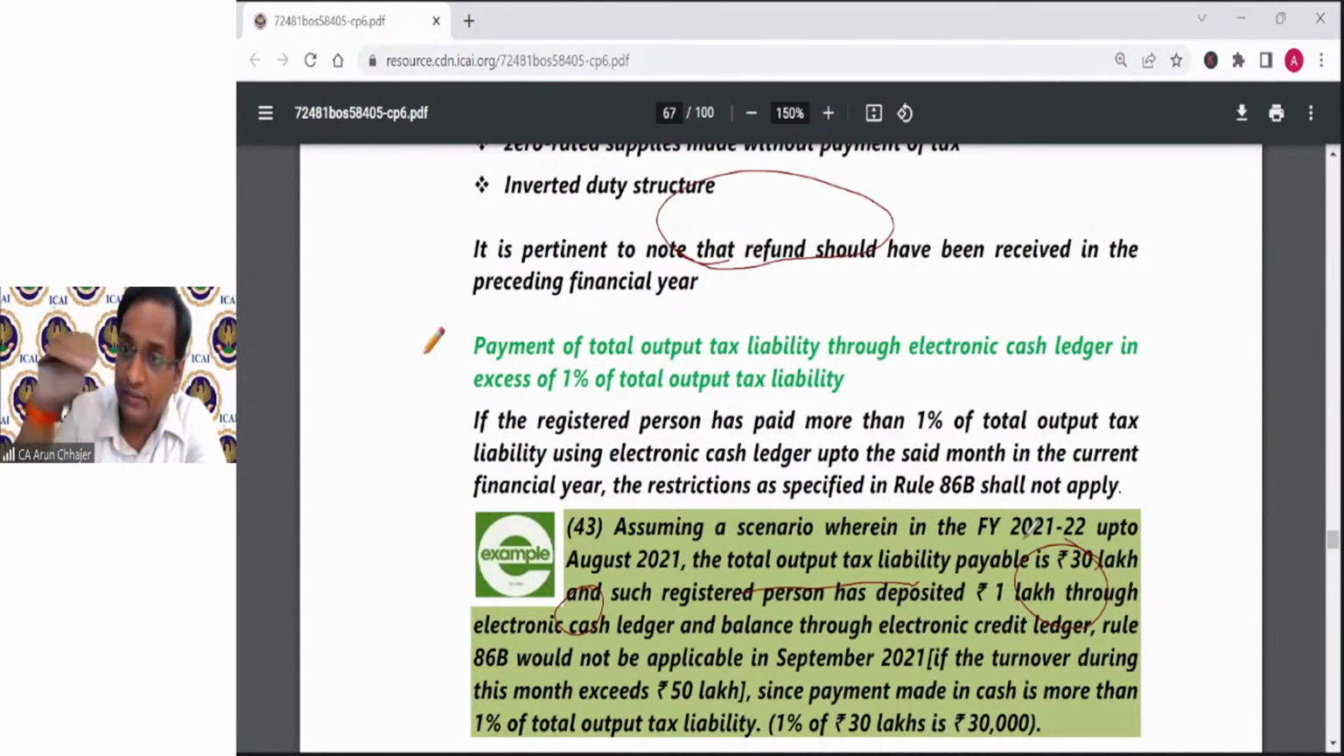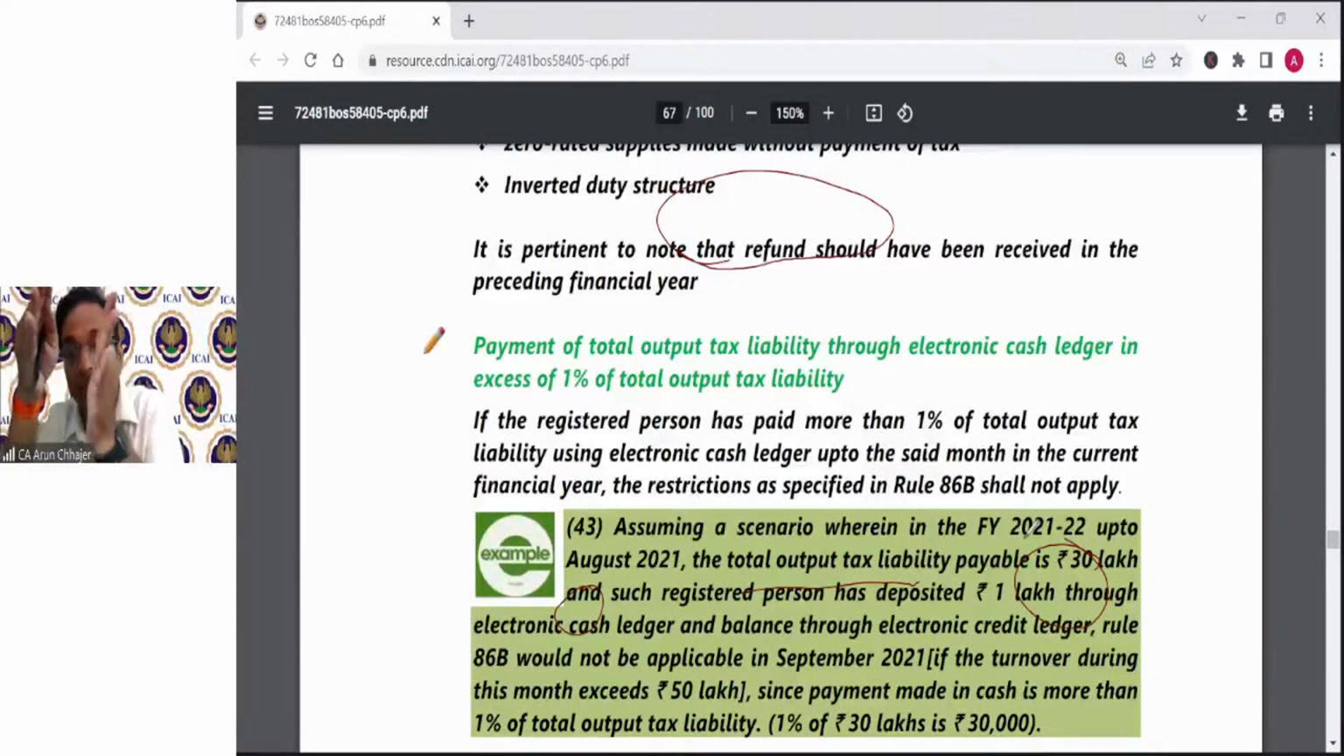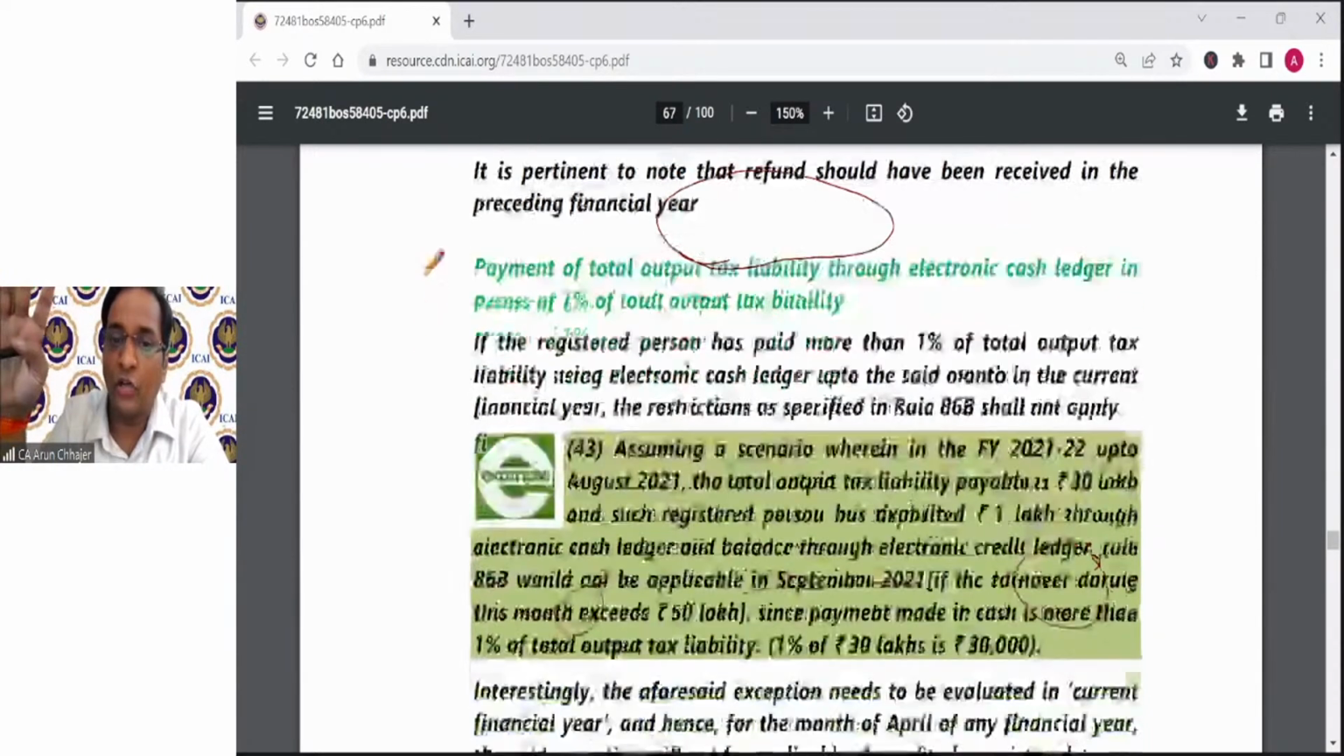But in the current month, my turnover exceeds 50 lakh rupees and I am covered by 86B. Then what is the case? If I have already paid 1% of the accumulated liability in cash, then in this particular tax period, it will not be applicable.